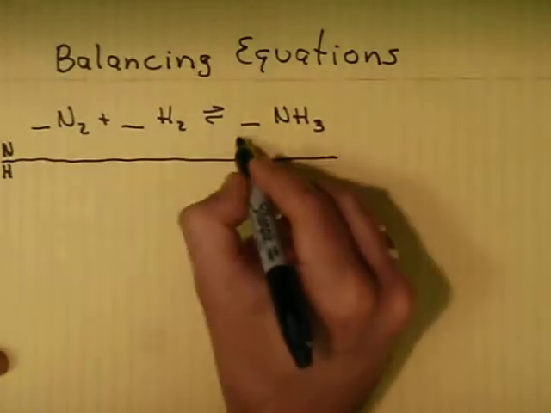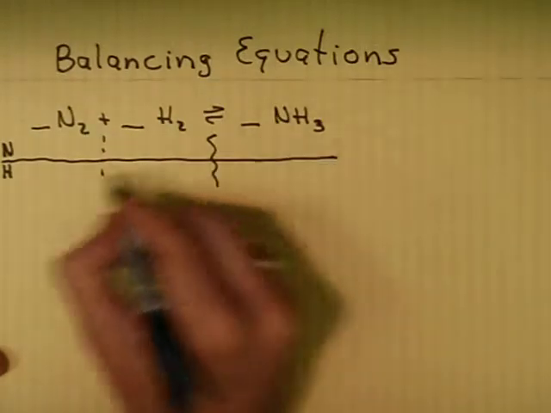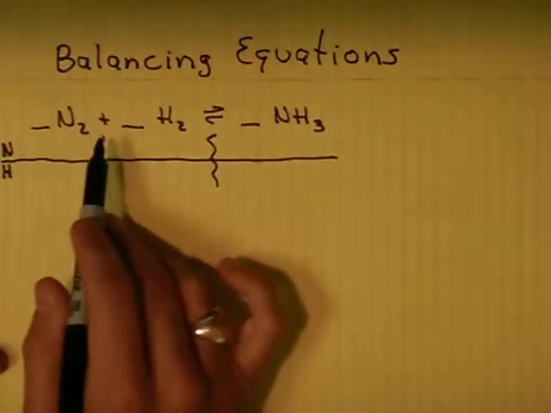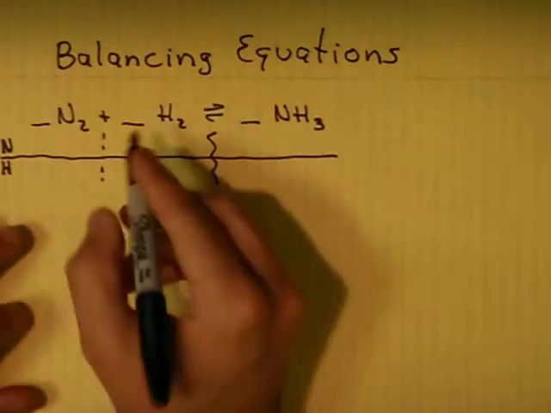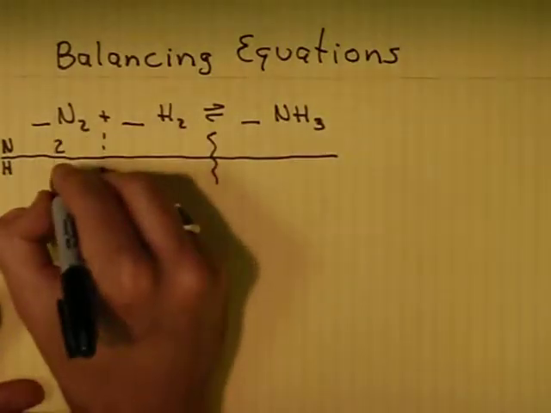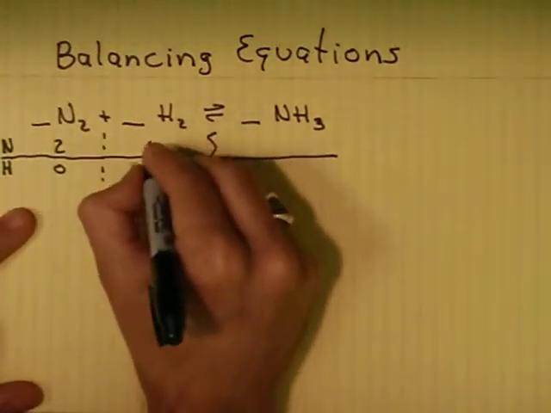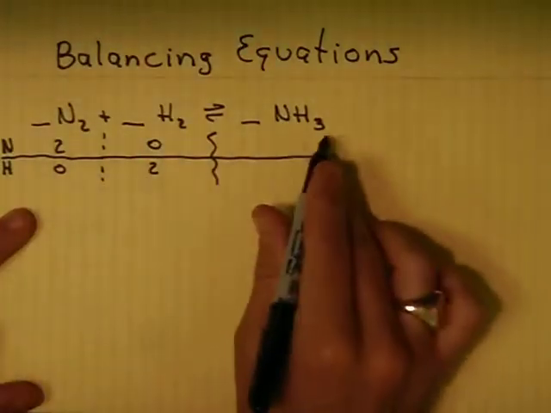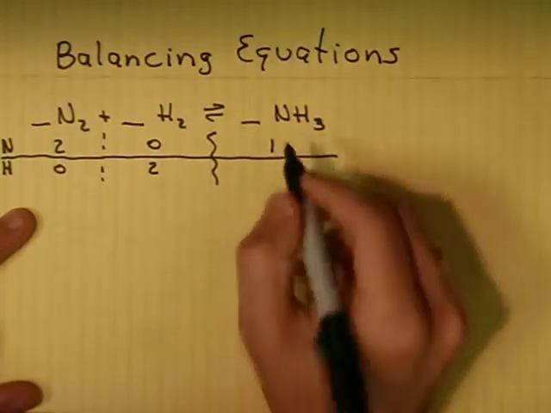And we can set up a graphical way to look at this. And this will actually mostly be it. So we start off, we'll start with N2. We've got 2 nitrogen and 0 hydrogen. Over here, H2, we've got 0 N's and 2 H's. And then finally, over here, for ammonia, we have 1 nitrogen and 3 hydrogens.